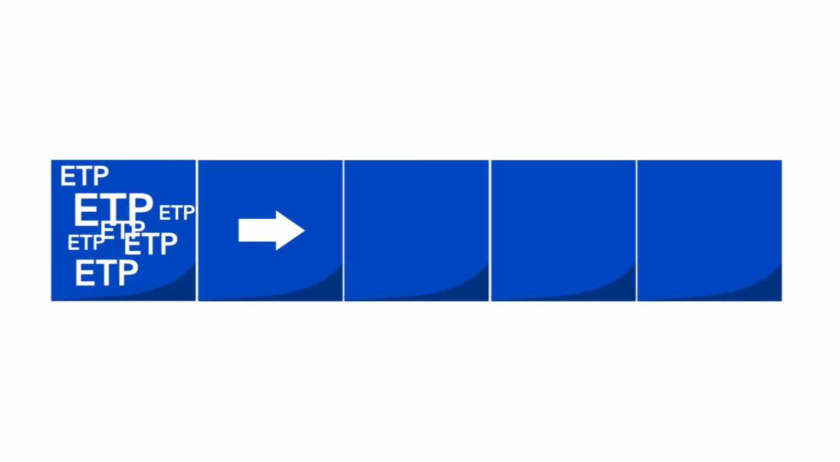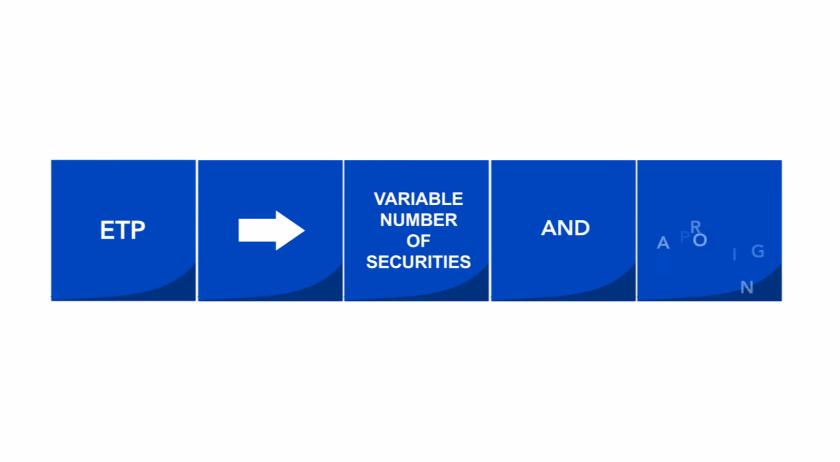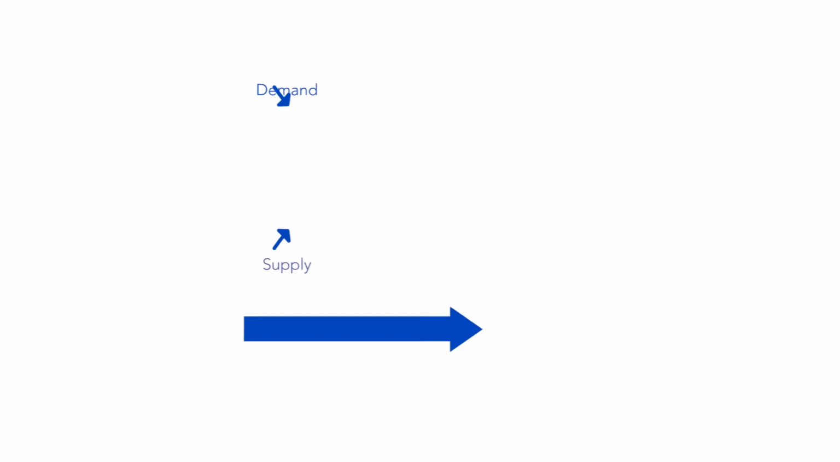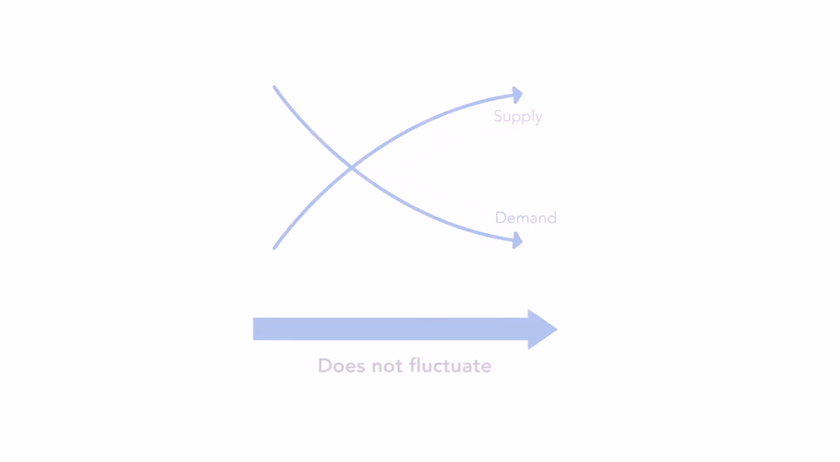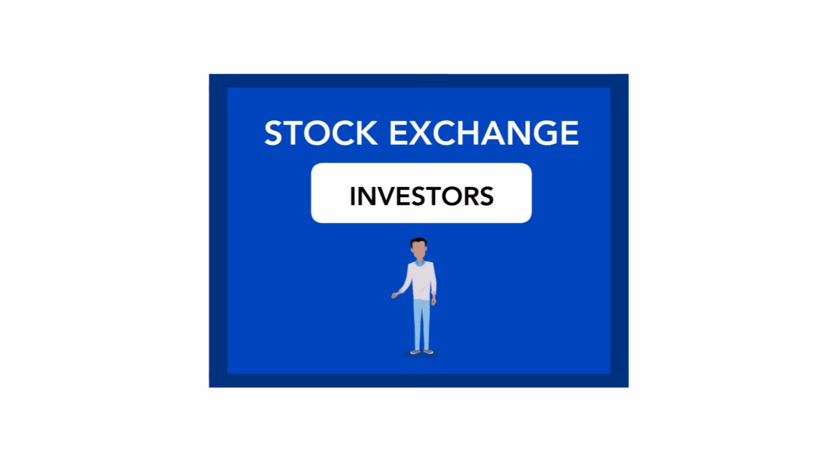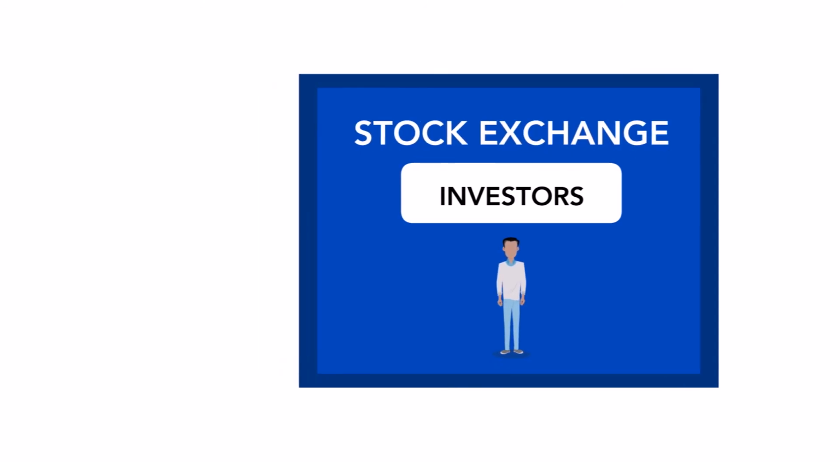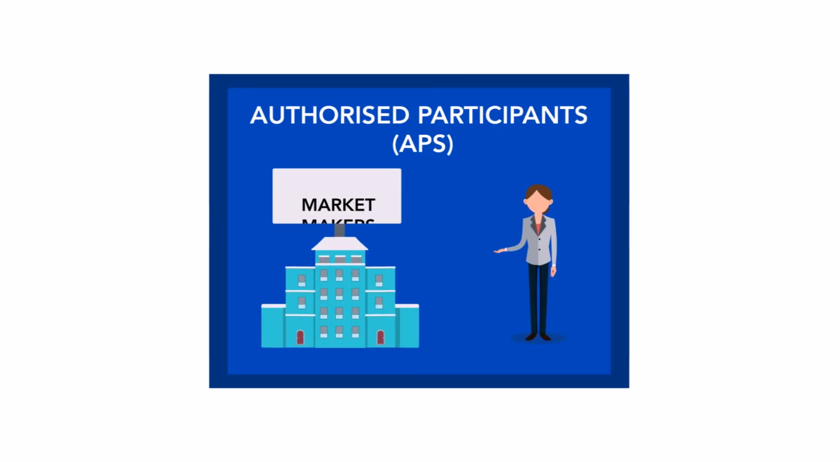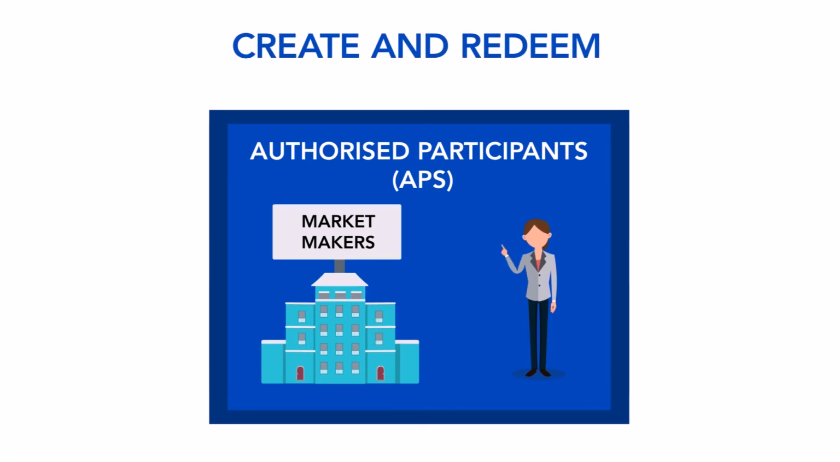However, unlike a share, ETPs can be created and redeemed to meet demand, which means that the number of ETP units issued is variable. The purpose of an ETP is to track an underlying asset or benchmark, and its price does not fluctuate depending on supply and demand. Private investors buy and sell ETPs via the stock exchange and do not engage directly with the ETP issuer. It is the authorized participants, or APs, typically investment banks or market makers, that deal directly with the ETP issuer to create and redeem securities.